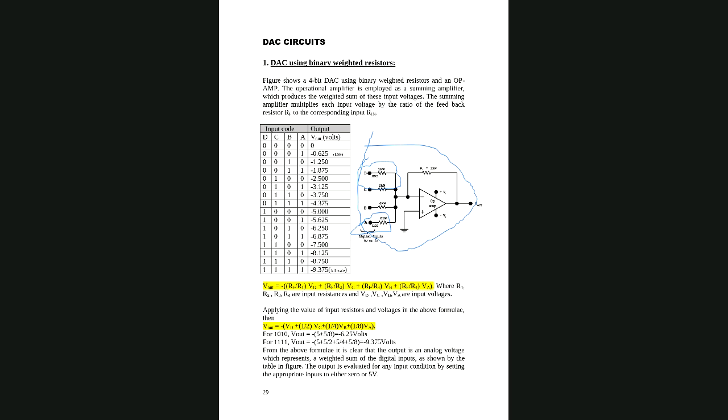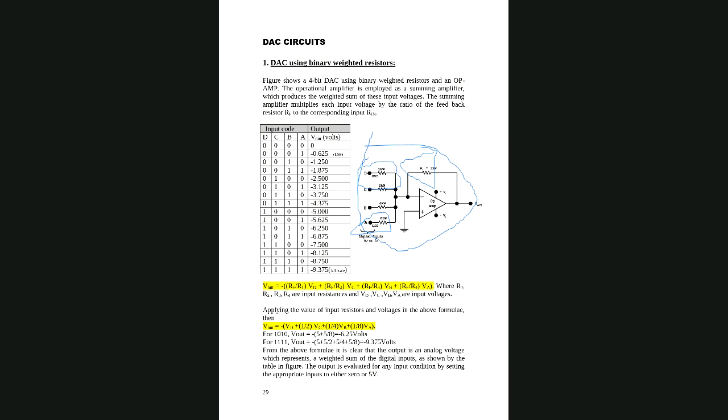Let me just explain this one. So we have the binary weighted resistor. We have the least significant bit to the most significant bit. We have a 4-bit summing amplifier, and in the summing amplifier, everybody knows, this is the RF. I think everybody is aware, this is the RF, and these are R1, R2, R3, R4, which are here.